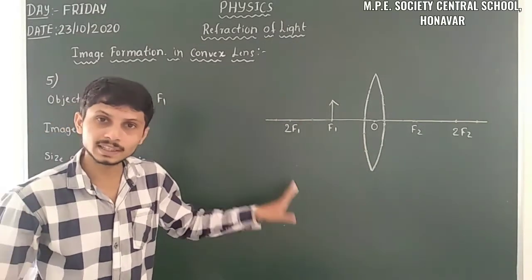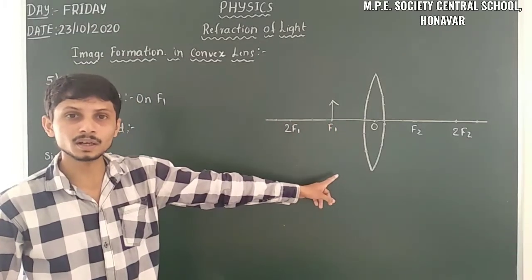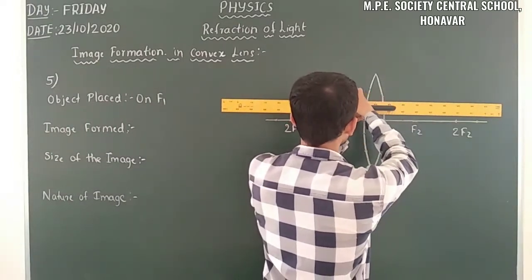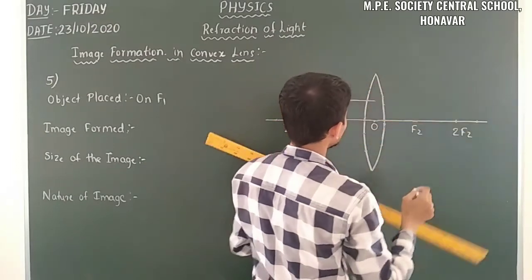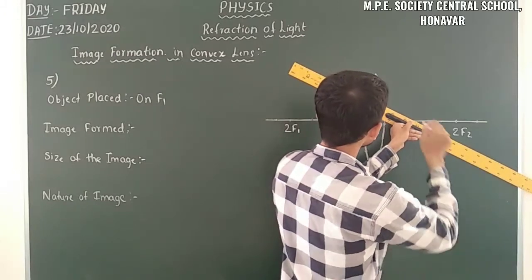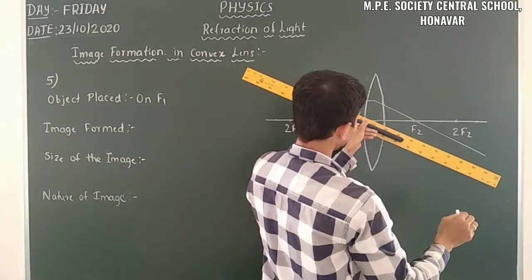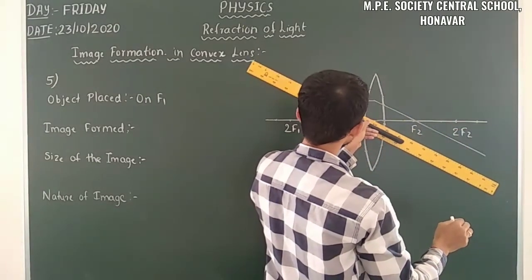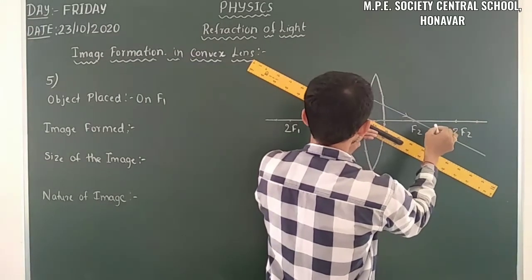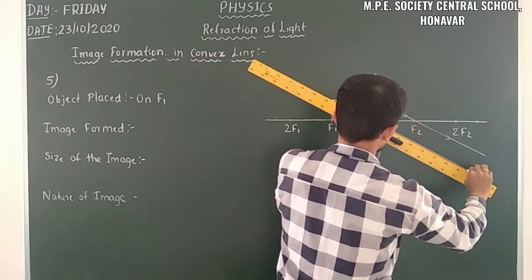After that we have to take the same procedure, that is one ray is parallel to the principal axis and the ray passes through the optic center. Let's take that one. One ray is parallel to the principal axis and after refraction it passes through the principal focus, and then another ray we have to take here which passes through the optic center.